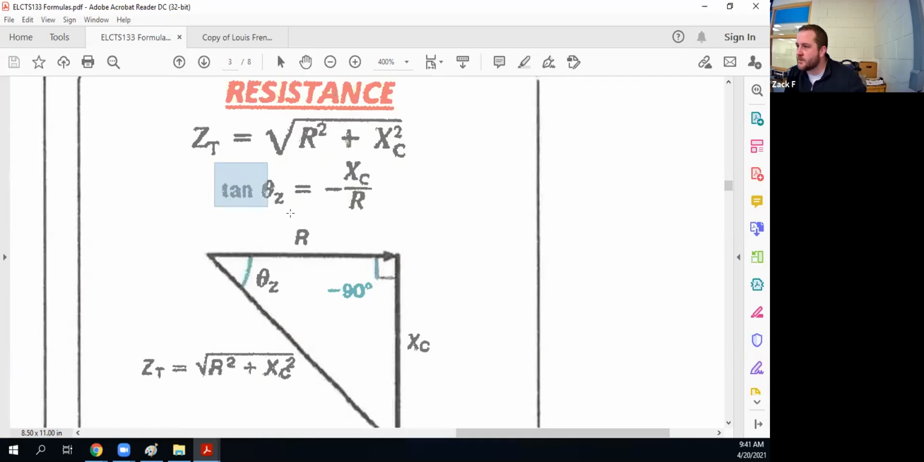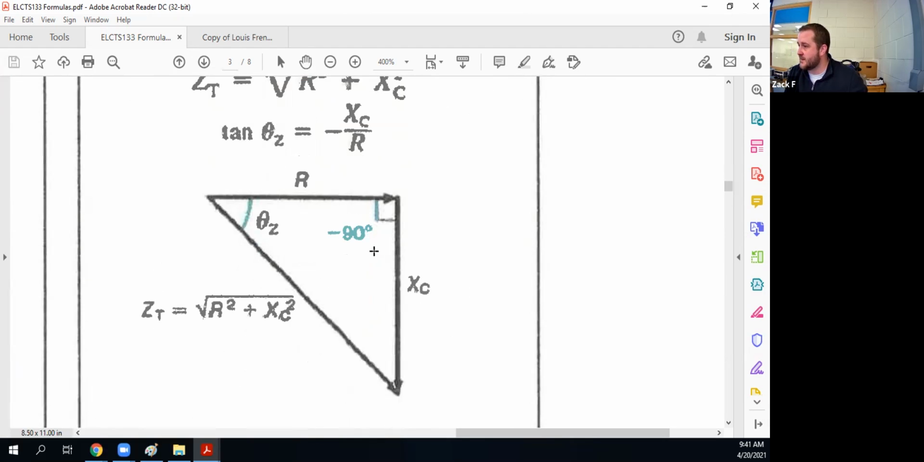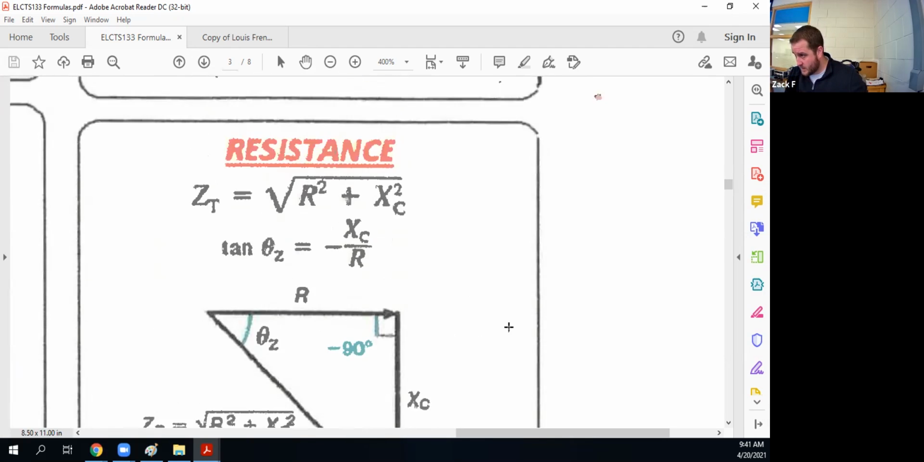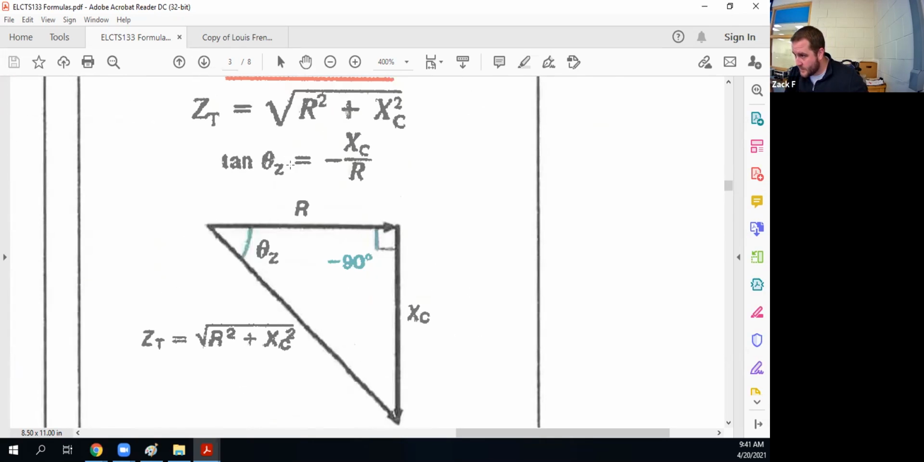That's where we get the formula for the phase angle right here. So in this circuit, capacitor and resistor in series, there's a difference in the phases, right? So in this case, the phase shift is minus 90 degrees. This angle here, theta z, the impedance angle, is equal to the inverse tangent. Tangent of the angle is equal to minus X sub C divided by R.